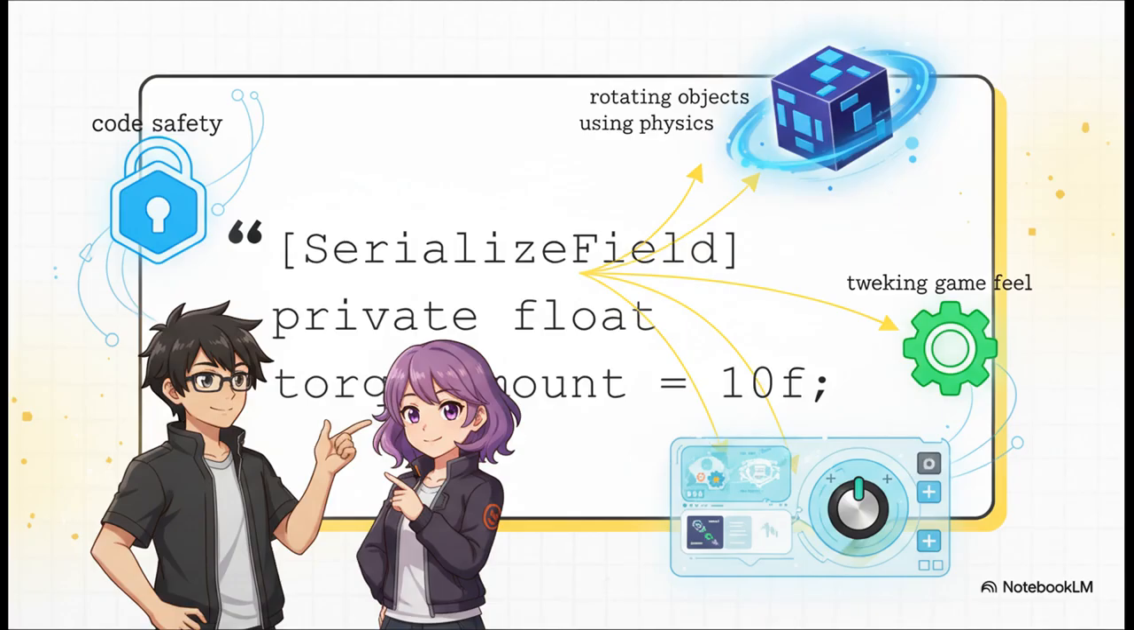Serialized private float torque amount equals 10F. By adding that little tag in the square brackets right above our variable, we're telling Unity something special. We're saying, hey, I want this variable to stay private in the code so other scripts can't mess with it, but please make it visible in the inspector for me. This gives us the absolute best of both worlds. Safe, encapsulated code, and the incredible power to tweak our game's values in real time without ever touching the code again.